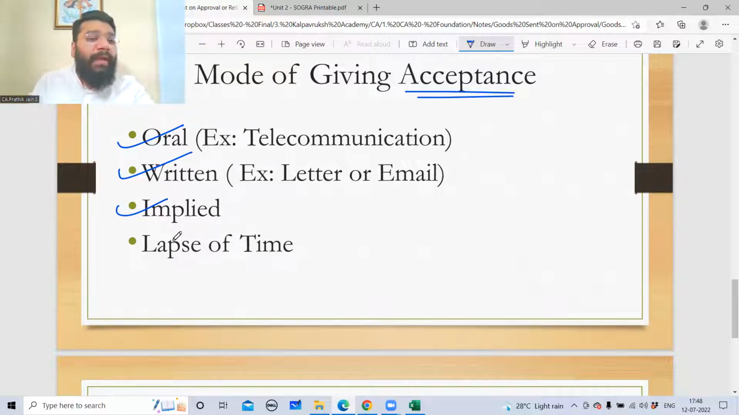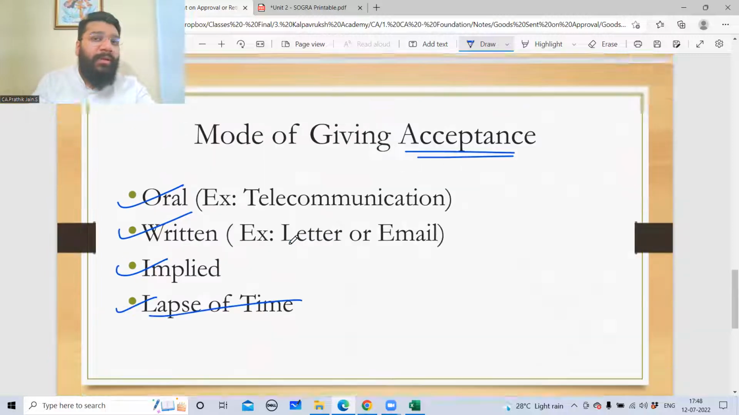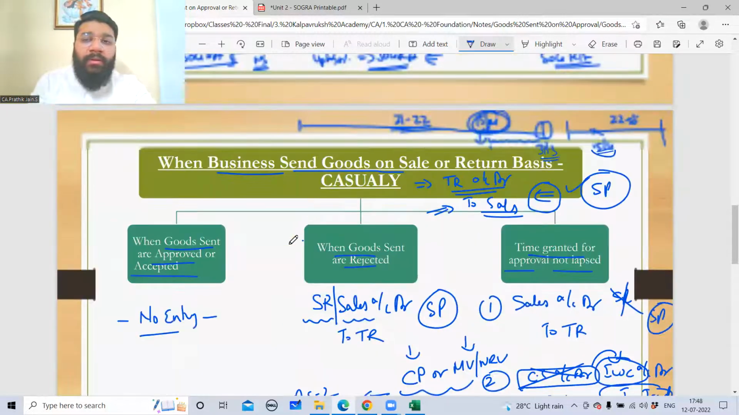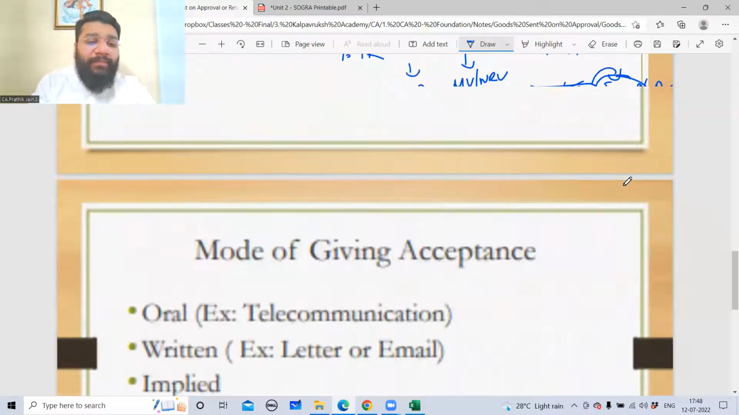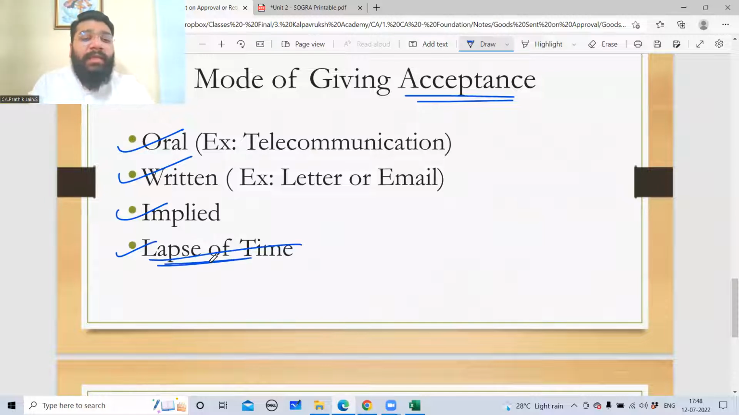Right? So that is called implied. And fourth is lapse of time. Now, till 15/4, if the opposite person, that is the customer, neither accepts nor rejects it, he does not say anything, then at the end of 15th April it is treated as accepted. So that is called lapse of time.